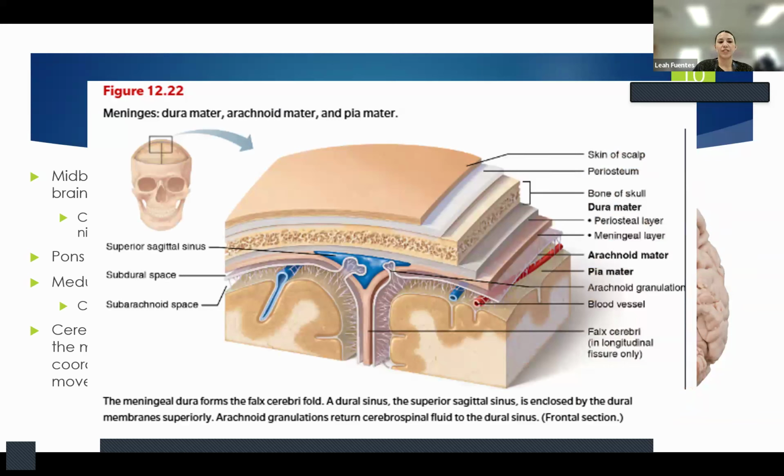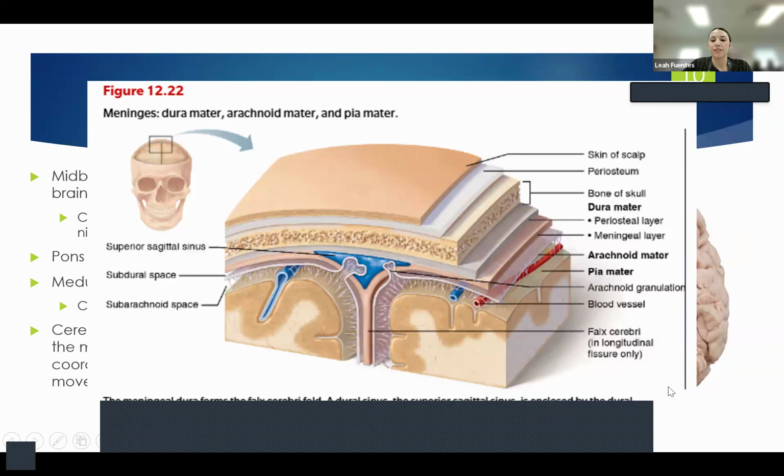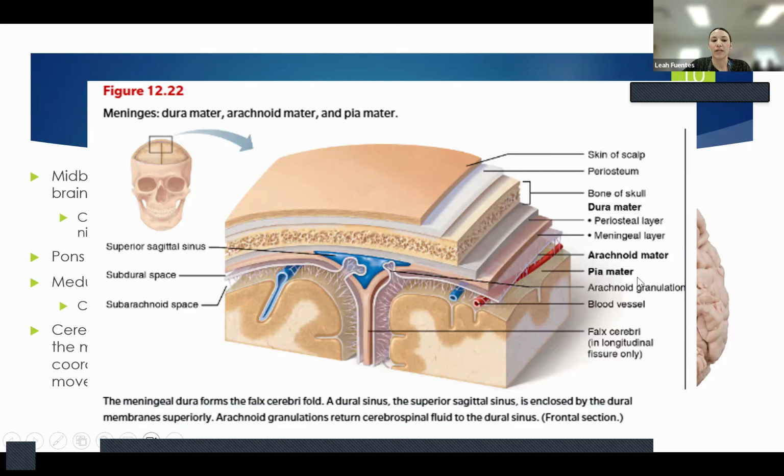Okay, and then this is when we start to talk about the meninges. So we did talk about this in class a little bit. The meninges are beneath the bone, so it's really important. This image in particular is important because it will show up on your lab exam, but specifically for lecture, you do need to know where the cerebrospinal fluid is.